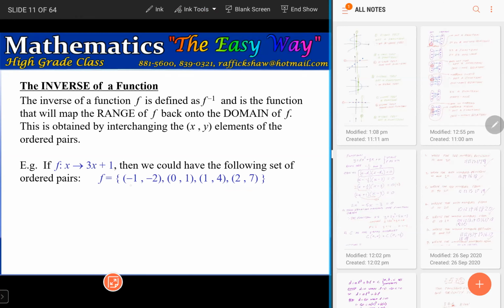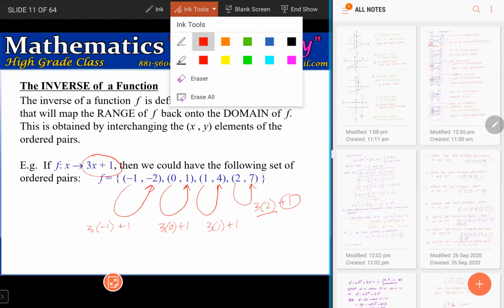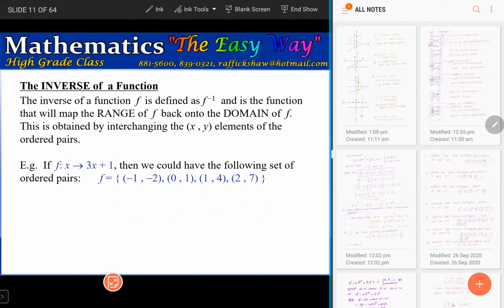For this one to go to this, it is 3 times minus 1 plus 1. Everybody see that? Okay, we're using this relation. For this one to go to this, it is 3 times 0 plus 1. For this one to go to this, it is 3 times 1 plus 1, so that is 4. And for this one mapped to this, it is 3 times 2 plus 1. 3 times 2 is 6, 6 and 1 is 7. That's how the map is. The x is mapped onto 3 times the x value plus 1. So that's how we have those pairs.